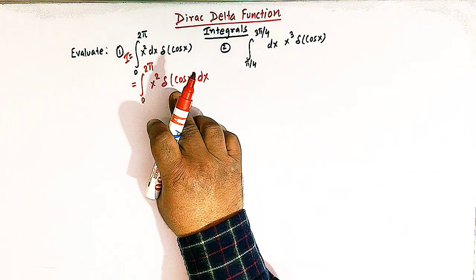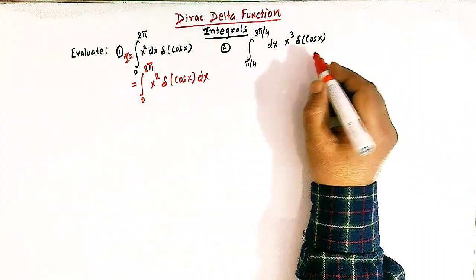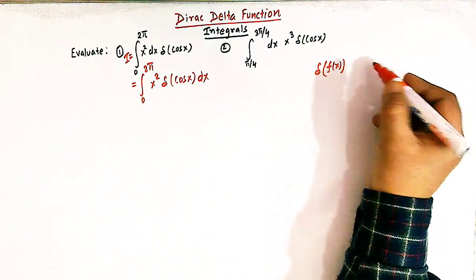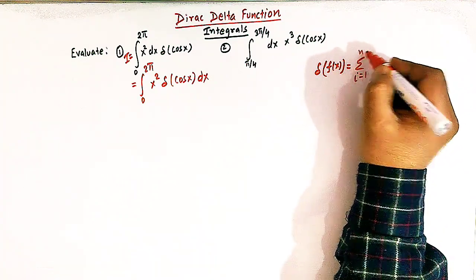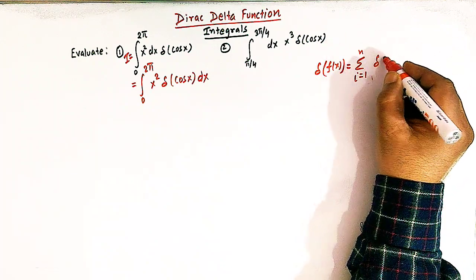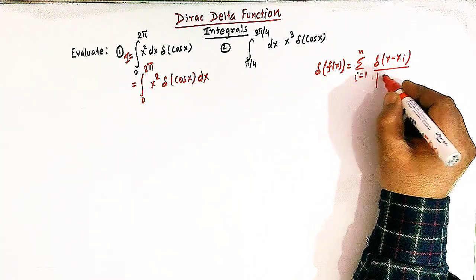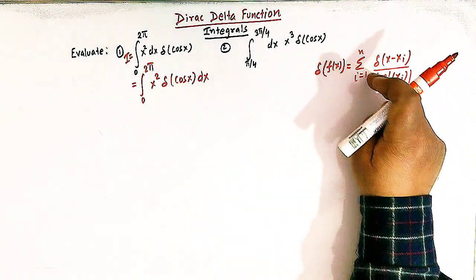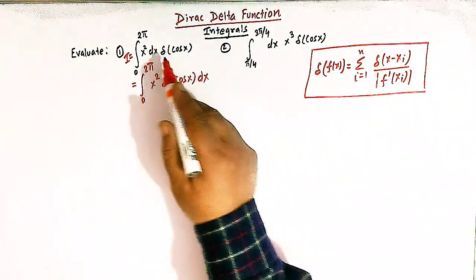In such cases we make use of an important property of the delta function, which says that delta of some function, say f of x, is equal to sigma i from 1 to n, delta of x minus xi, divided by the absolute value of f prime of xi. This is the property which we are going to use in these two integrals.